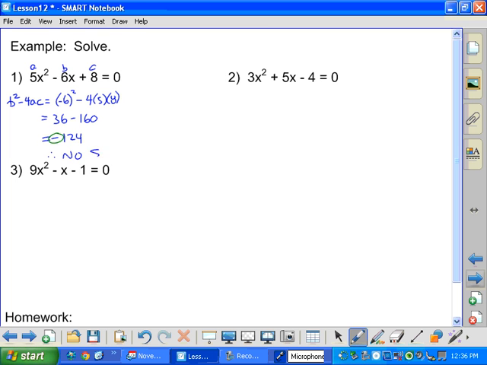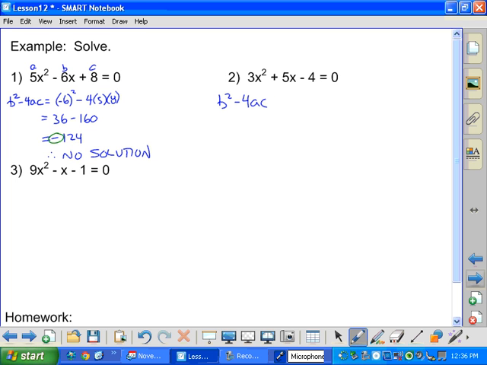Because the discriminant is negative, it means there's no solution. Previous teachers might have had you write out the whole quadratic formula. I say go ahead and do the discriminant first, because in this case it's no solution, so there's no sense going ahead and doing the whole formula. And what's the time saver? I'll show you over on example number 2.